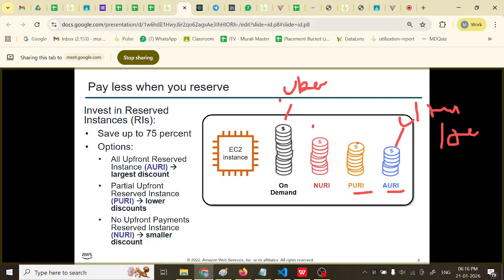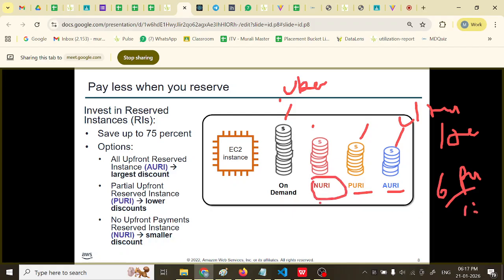Next one, PURA, that is partial upfront reserved instance. For 6 months you pay, I mean, only for the 6 months that you use, for that alone you will pay. After that you will decide and then you will continue.